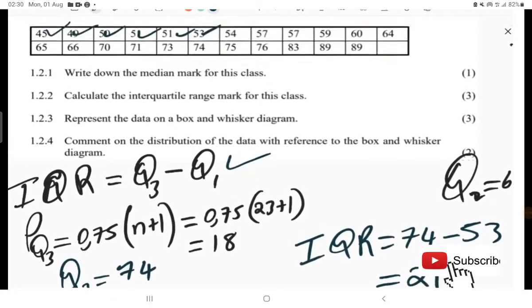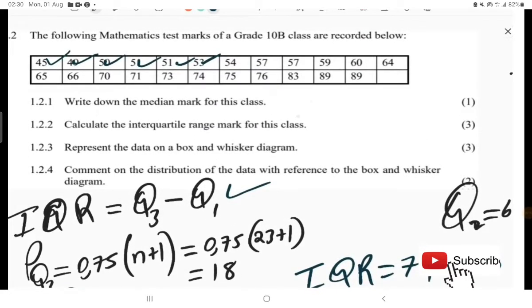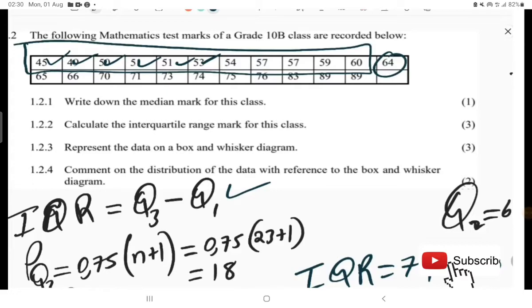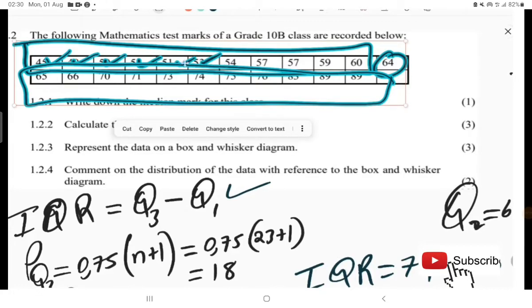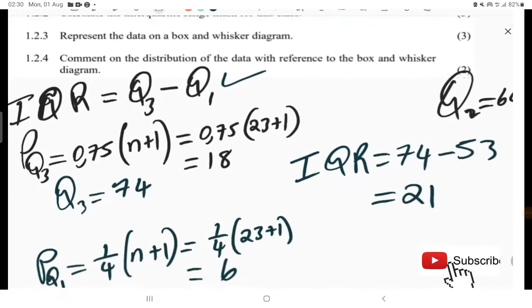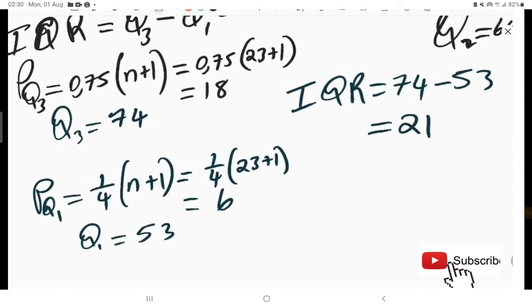Otherwise, some can use the manual method: if this is the median, then they can find the median of the first half and the median of the last half to find Q1, Q2, and Q3. So that's basically that. Moving forward to other questions, now we know that our Q1 is equal to 53, then our Q3, let's just wrap this one up so that we get space to calculate other things.